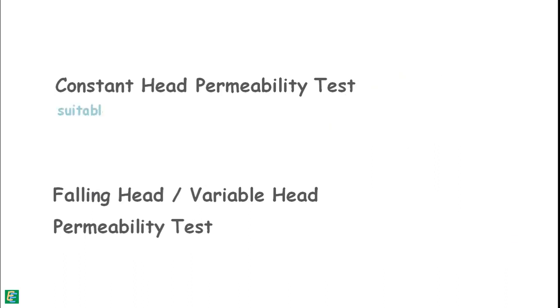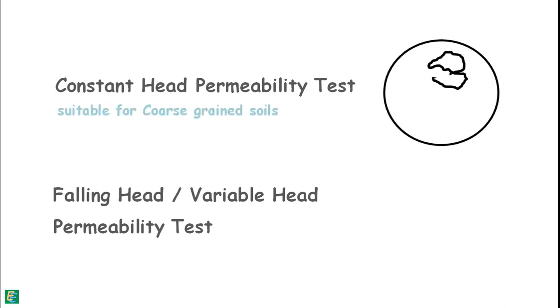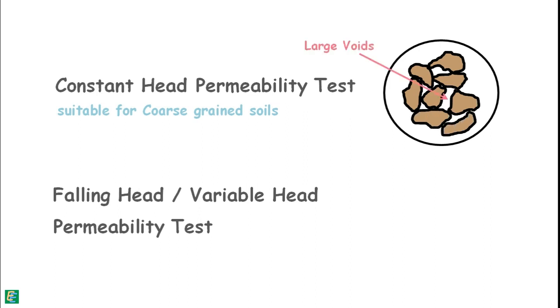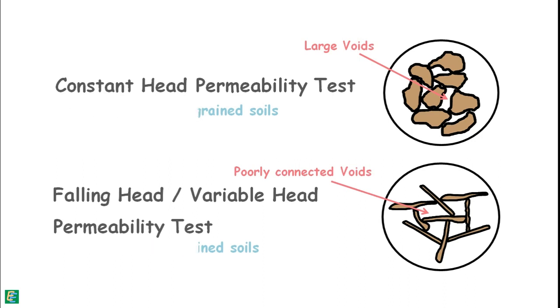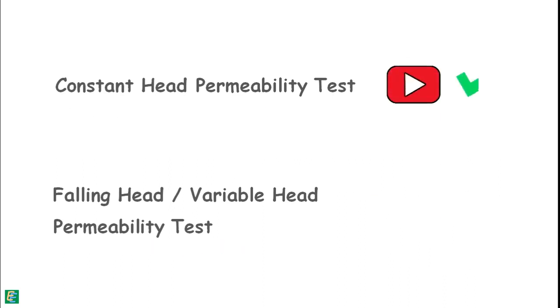The constant head method is suitable for large grained soils, which are relatively more pervious because of their larger voids, while variable head is more suitable for small grained soils, which are relatively less pervious because of their poorly connected void structure. We have already discussed the constant head permeability method. Now let's understand the falling head or variable head method.